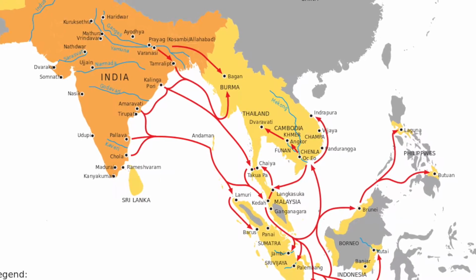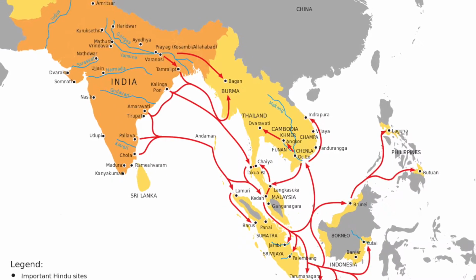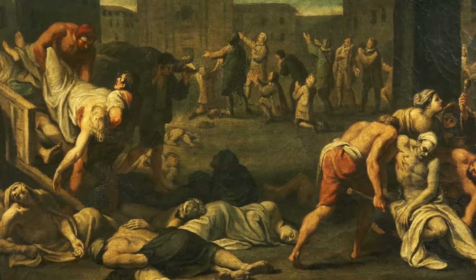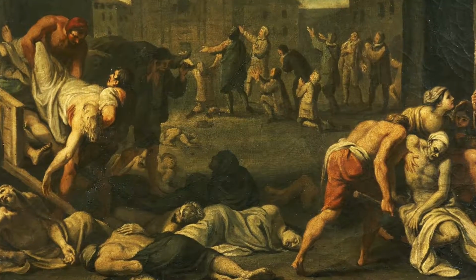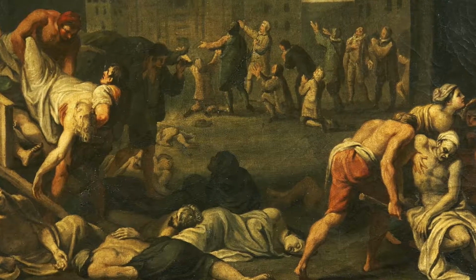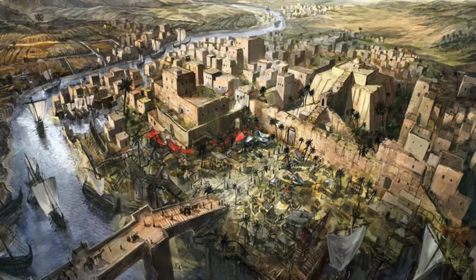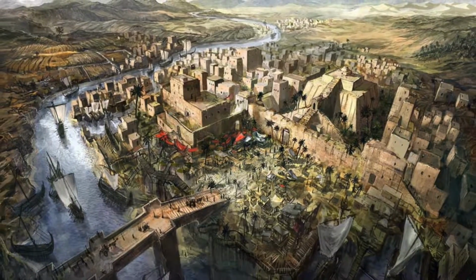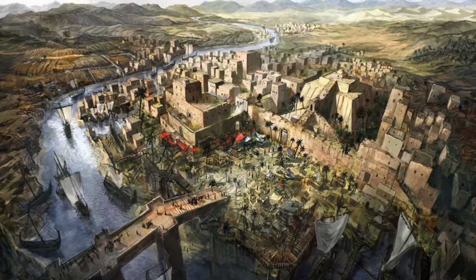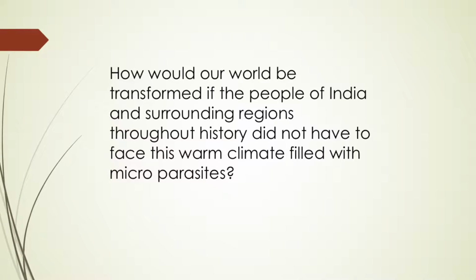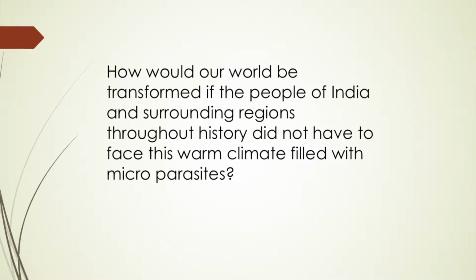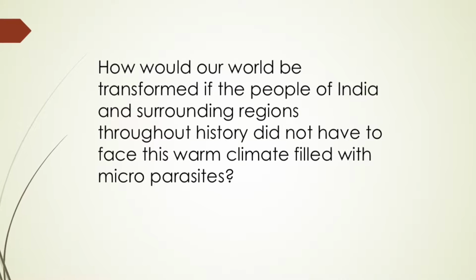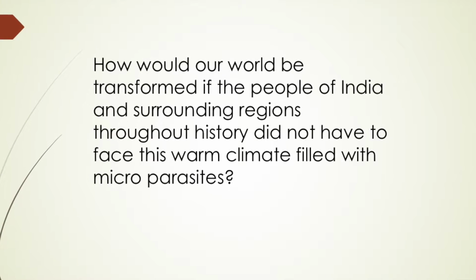Most of the diseases to which European and Far Eastern populations had to accustom themselves in the century between AD 1 and AD 1200 had evolved previously in India and the Middle East. As the diseases were spread through the disease pool of the people between Europe and Asia, world populations began to grow. The question I want to leave you with is this: how would our world be transformed if the people of India and surrounding regions throughout history did not have to face this warm climate filled with microparasites?